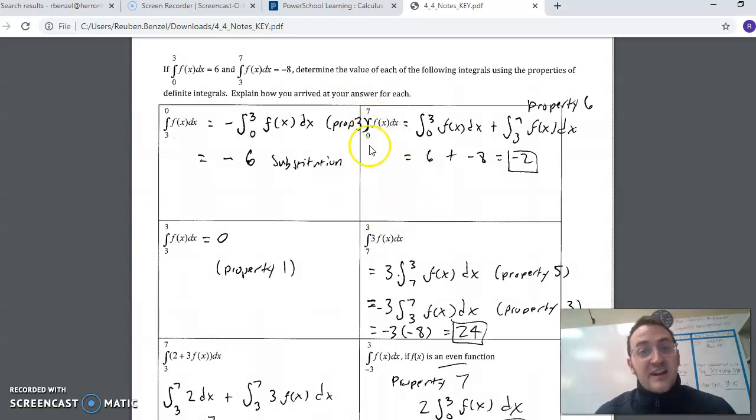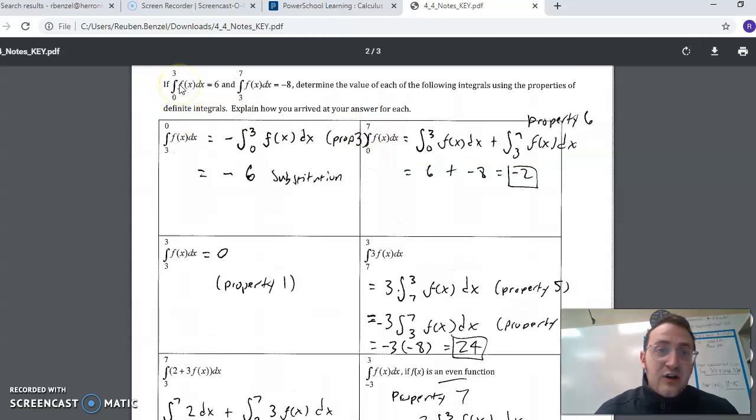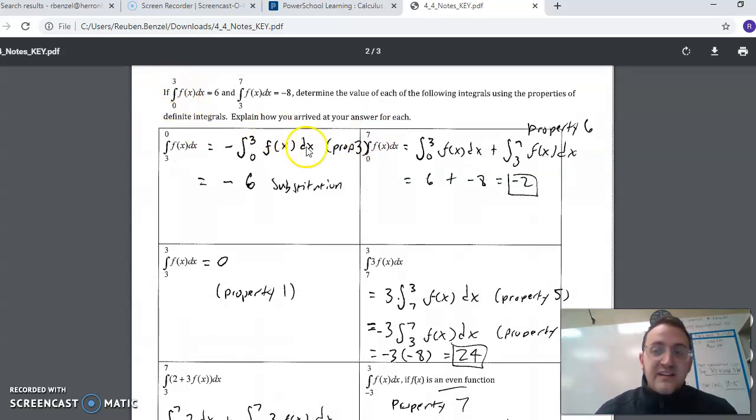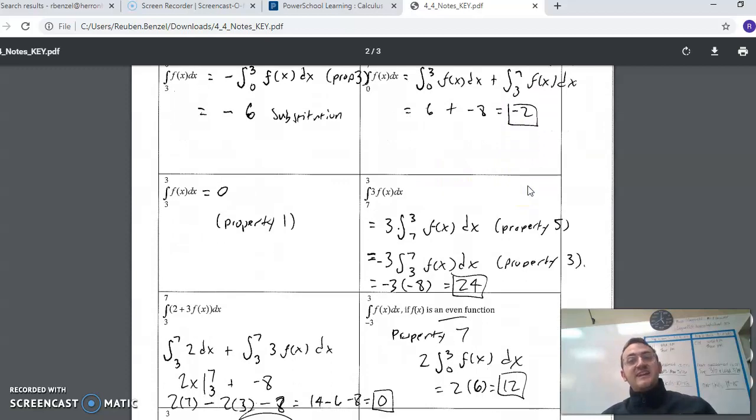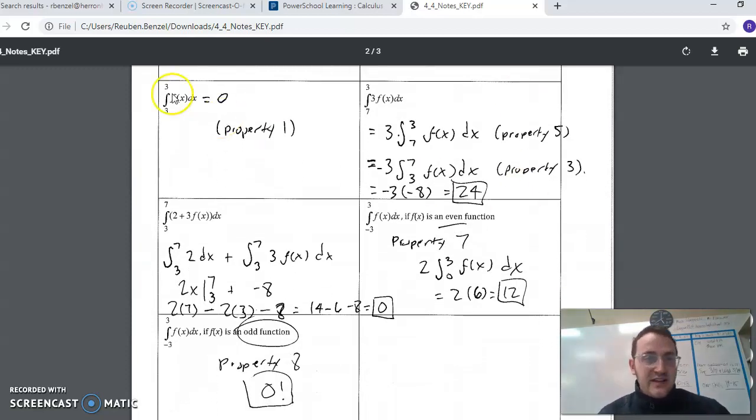Now this one, I have the integral from 0 to 7. Well, here's the good news. I know the integral of 0 to 3. I also know the integral from 3 to 7. So I'm just going to divide it into those two integrals, like taking the area under the curve from 0 to 3 and then the area from 3 to 7. And guess what? I'm provided with those. So 6 plus negative 8 equals negative 2.